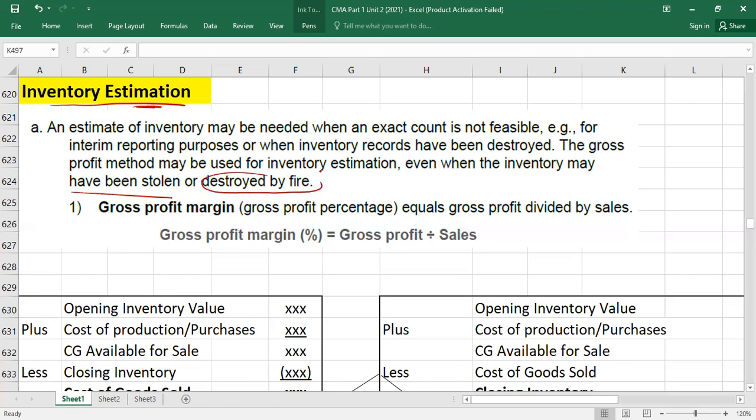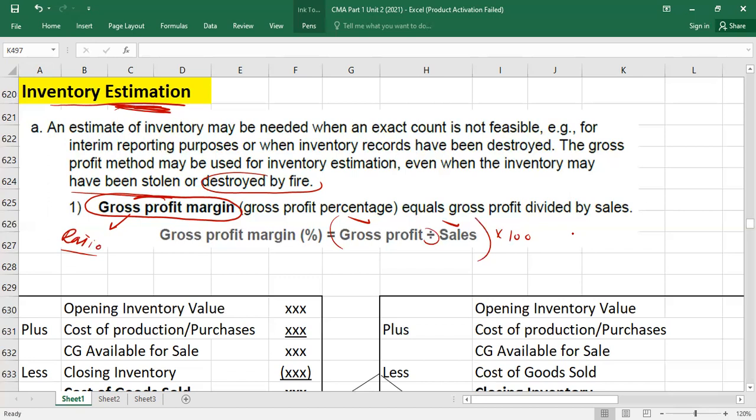So here we are going to estimate the inventory. I'm not saying actual. I'm saying we are going to estimate it. By using which approach? That approach is called the gross profit margin approach. Actually, it's the name of a ratio. Maybe in your studies you studied these ratios: GP ratio, operating profit ratio, net profit ratio. How do you calculate GP ratio? You will always take gross profit and divide by sales and multiply by 100.